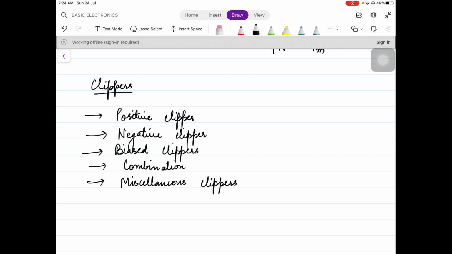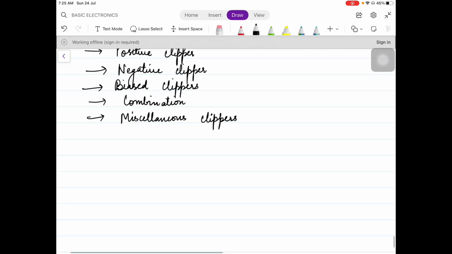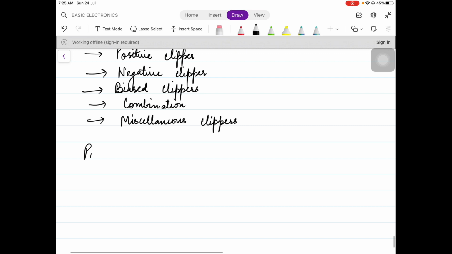So when you have so many clipper types, you need not cram each and every clipper. You must know the method, how to solve the circuit of a clipper. Only the method is what matters. It's not necessary that you cram and learn each and every clipper. You must know how to solve or analyze the circuit of a clipper. So I will show you one or two very important circuits, how to analyze. Pay attention to the method that I am implementing over here. Okay. So first of all, I will take a very simple clipper, that is the positive clipper.